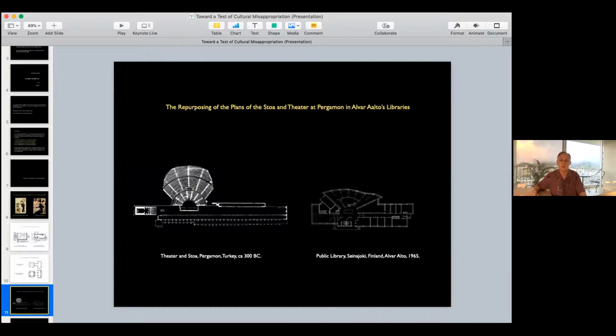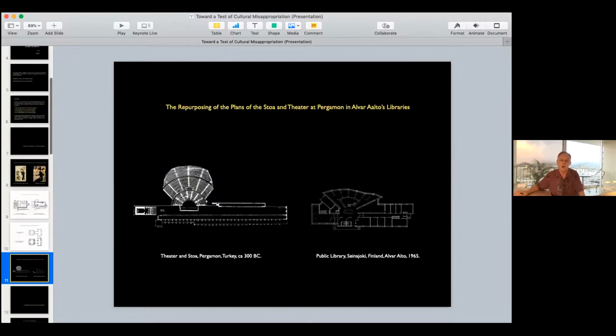Here's Alvar Aalto borrowing the Stoa and the theater at Pergamon in one of his libraries. Again, it's questionable, and it's not for me to say whether this was culturally significant, but it's absolutely not instantly recognizable to most Greeks. And there certainly aren't any ancient Greeks around, right, who would say, oh, that's a Greek building. So again, I would say not cultural misappropriation if it's not recognizable.